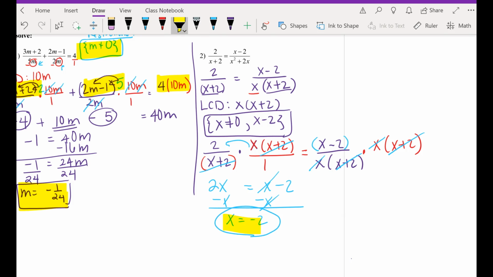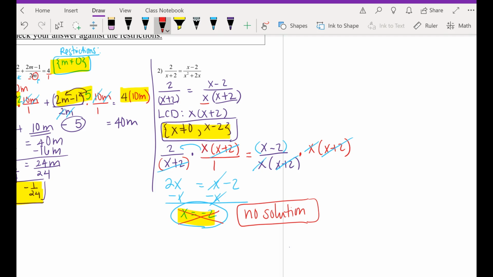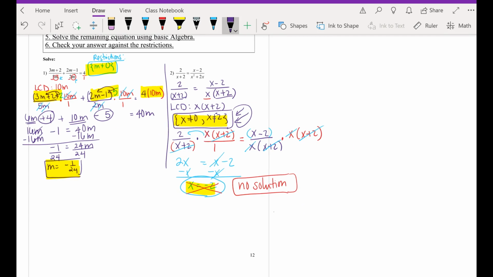But you have to check this answer with your restrictions. Within the restrictions, x can never, ever be negative 2. So we cannot keep this answer. We write no solution, because we already stated before that x can never ever be negative 2. So when you solve and there's a glitch and you find that x is whatever you said earlier in the restrictions, the answer was, so if you found an answer that is the same as your restriction, then you cannot keep it. Okay, and that's the end of this video.